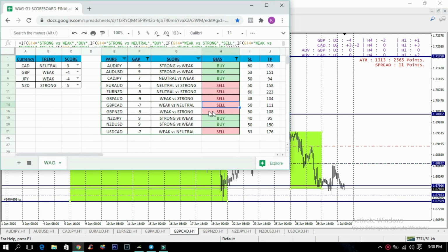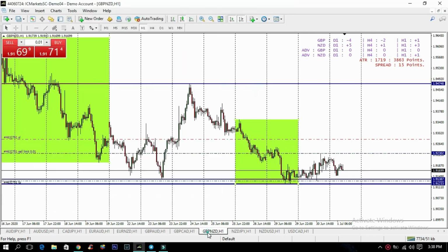Next is GBP NZD. Sell bias ulit. Set natin yung sell limit dito sa line na to. And then SL is around 50 pips. And then dito natin lagay yung ating TP around 108 pips.